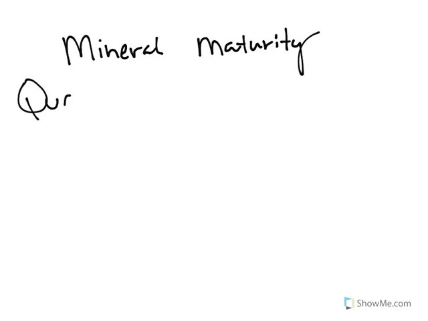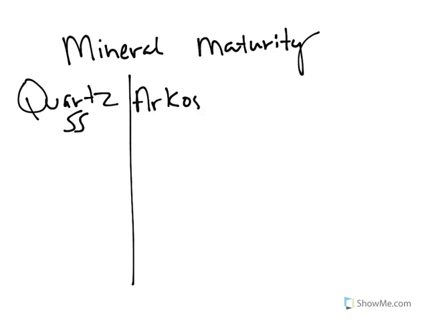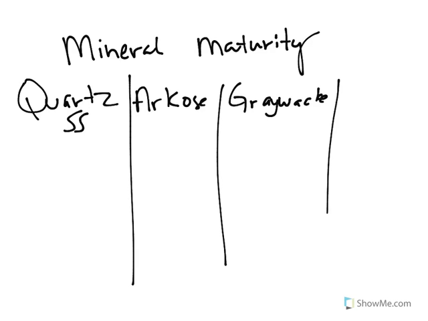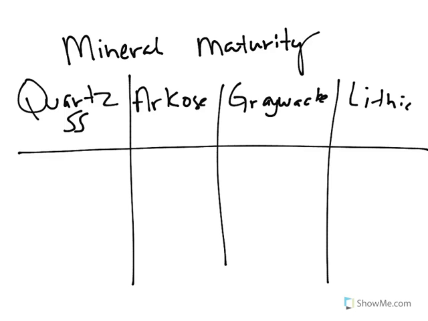We have our quartz sandstone, we have our arkose, we have our graywacke, which is just a fun word to say, and we have our lithic. So we generically have four different types of sandstone, and we break them apart by looking at the amount of quartz in them, or the mineral content. So in a quartz sandstone, we find predominantly quartz. That shouldn't be a shocker.